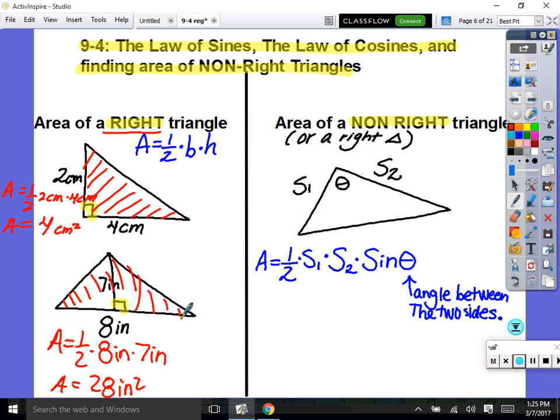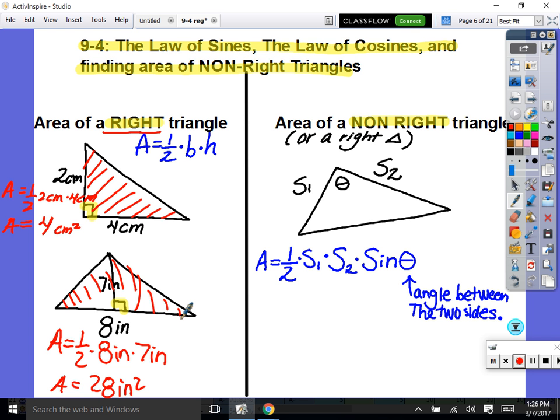Okay, awesome. Now look right here. If we were given a non-right triangle, we can't use this formula. So here's the formula. You should be taking some notes here. You're going to need this formula. You're going to have it memorized. So the area of a non-right triangle is this formula. Notice it looks very similar. It's 1/2 times side 1 times side 2 times the sine of the angle in between the two sides.